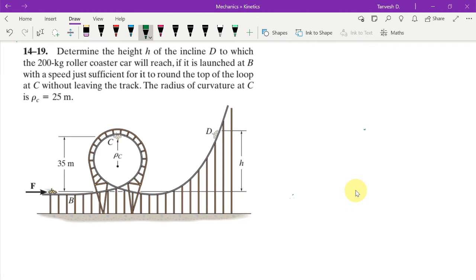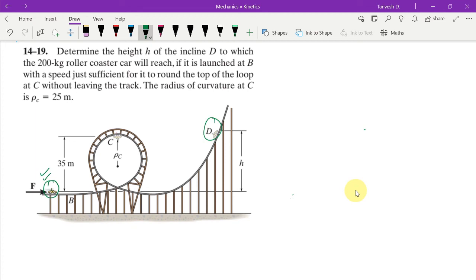Okay, so what is given in this question is we need to determine the height h of the incline at this position D, to which the 200 kg roller coaster car will reach if it is launched at B with a speed just sufficient for it to round the top of the loop at C without leaving the track. The radius of curvature at C, rho C, is 25 meters. So we need to find the velocity at this point first.